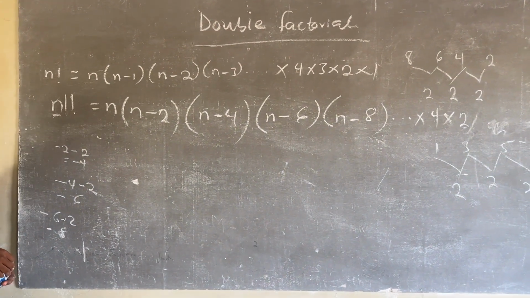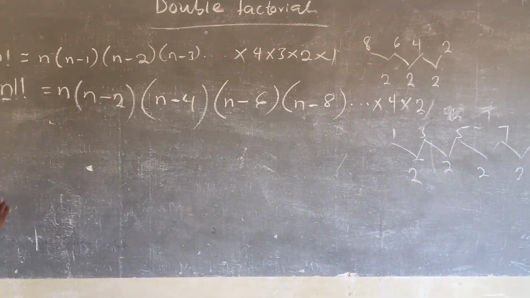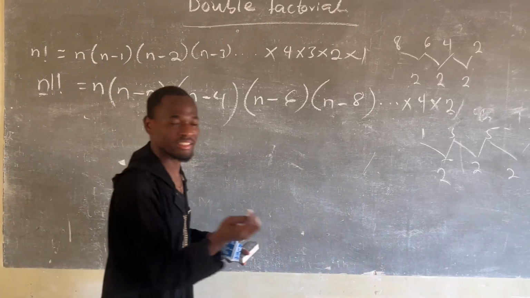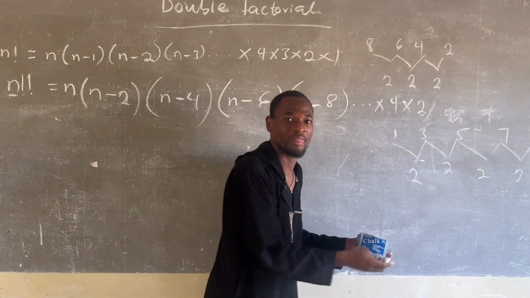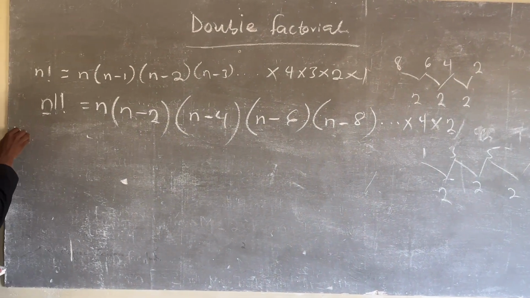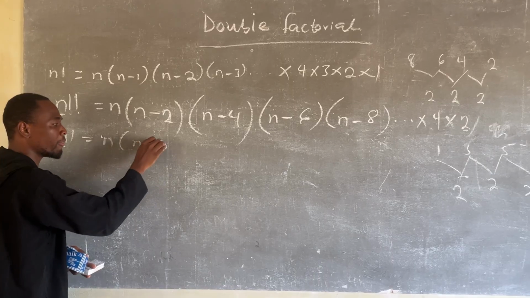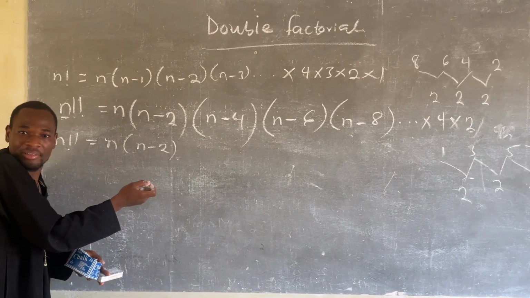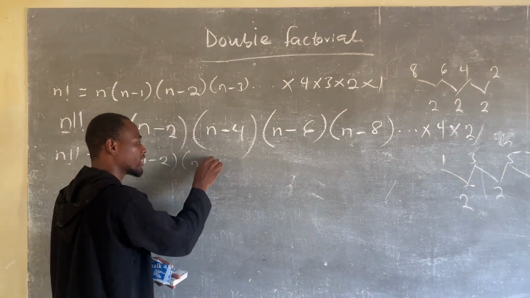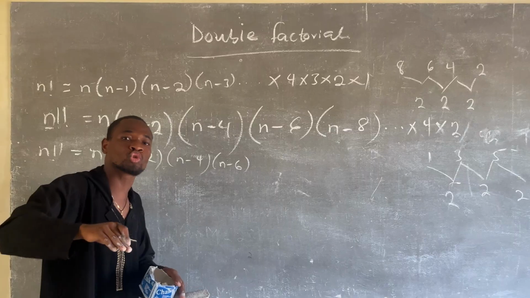Now, what happens if n is odd? Remember, for all odd numbers, the gap is also 2, right? So in the same vein, provided n is odd, we have n double factorial equal to n times n minus 2, because the difference between those two numbers is also 2. Then n minus 4, then n minus 6, to the extent where you approach the odd numbers.